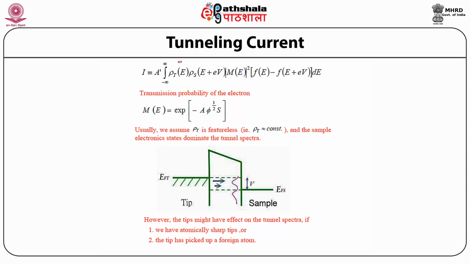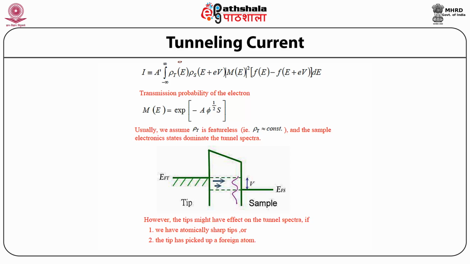Now the tunneling current I is equal to A prime multiplied by the integral from minus infinity to infinity of rho_T(E) multiplied by rho_S(E plus EV) multiplied by the modulus of M(E) the whole square multiplied by f(E) minus f(E plus EV) dE. And the transmission probability of the electron is given by M(E) equal to exponential of minus A phi to the power 1 by 2 multiplied by S.